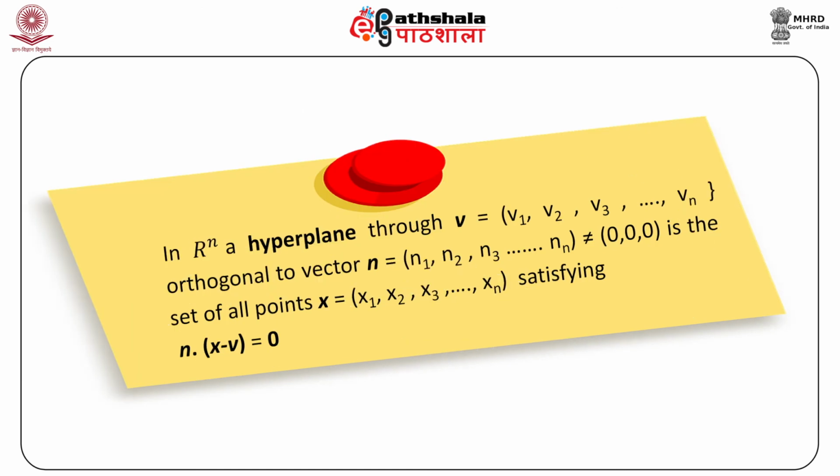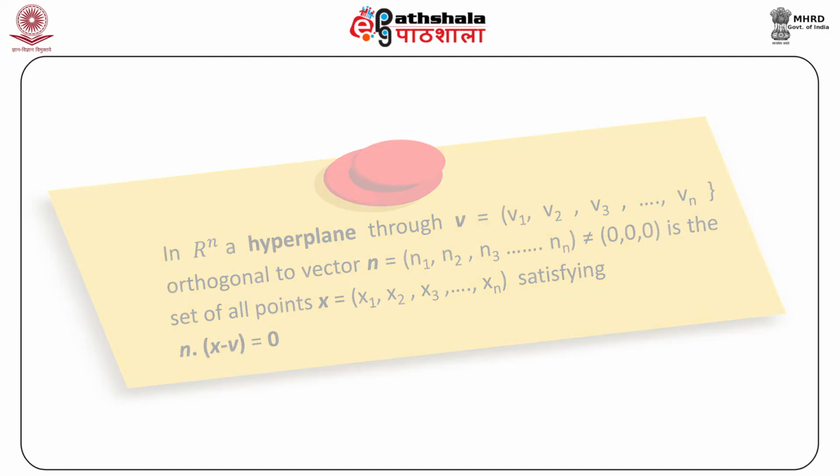Similarly, in Rⁿ, a hyperplane through v = (v1, v2, v3, ..., vn), orthogonal to vector n = (n1, n2, n3, ..., nn), which is not equal to 0, is the set of all points x = (x1, x2, x3, ..., xn) satisfying n · (x − v) = 0. We now discuss the concept of lines and planes in terms of linear span.